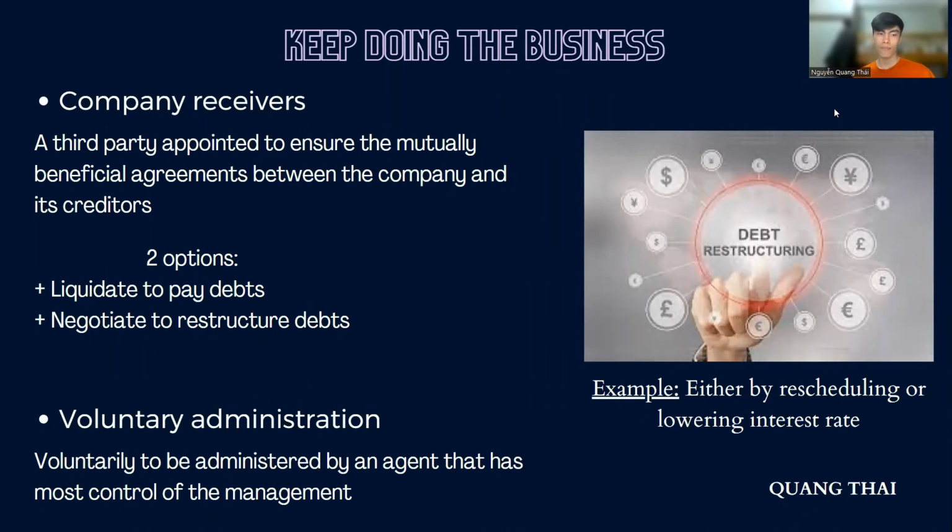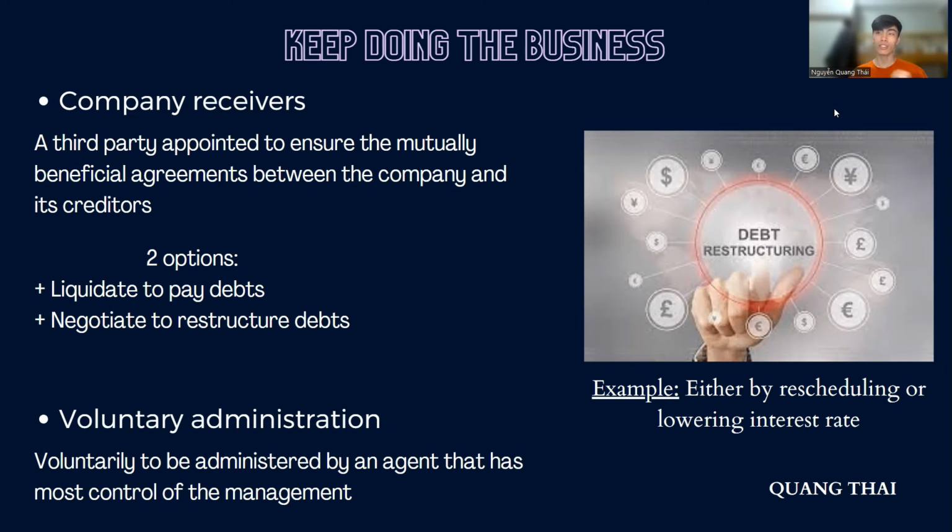So there are also 2 ways the company can survive. Number 1 is by a third party appointed, called a company receiver. This party is appointed to ensure a mutually beneficial agreement between the company and the creditors. This party will first review the company's finances and operations, and after that report them to the creditors to find out the inefficiencies. And then 2 scenarios are available.